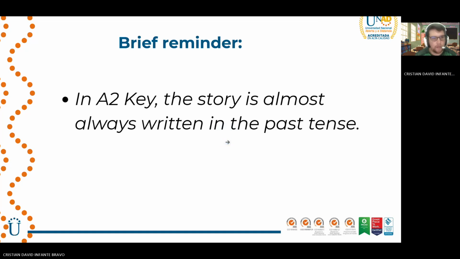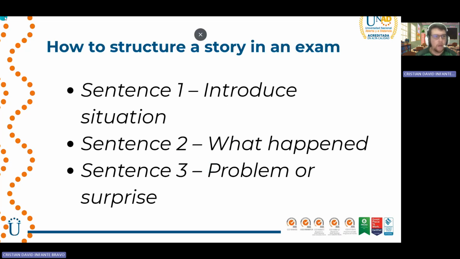Then I bring a brief reminder. In A2 Key, the story is almost always written in the past tense, okay? And now, how to structure a story in an exam. The first sentence introduces the situation. The second sentence, what happened. The third sentence is a problem or a surprise.